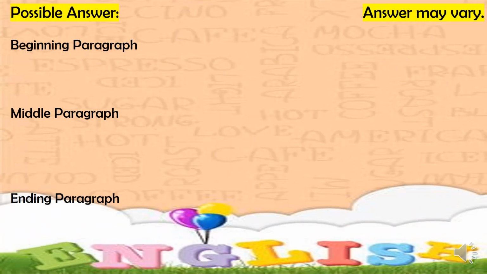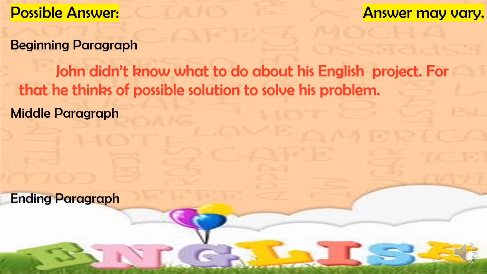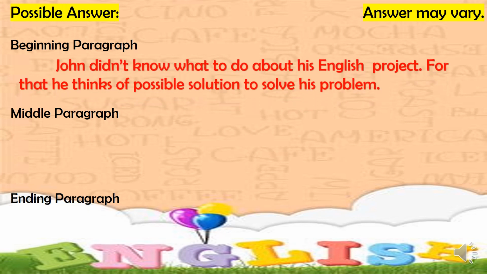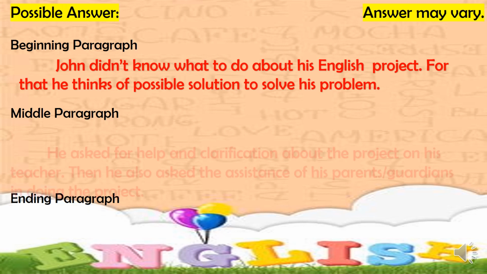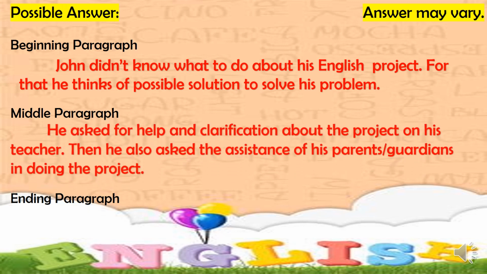Here is my possible answer. Answers may vary. So the beginning paragraph: John didn't know what to do about his English project. For that, he thinks of possible solutions to solve his problem. And my sample middle paragraph: He asked for help and clarification about the project from his teacher. Then he also asked the assistance of his parents or guardians in doing the project.